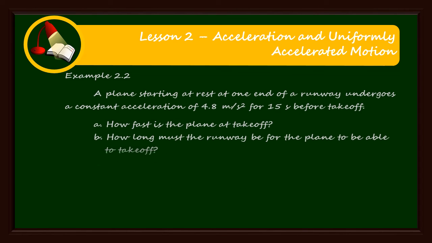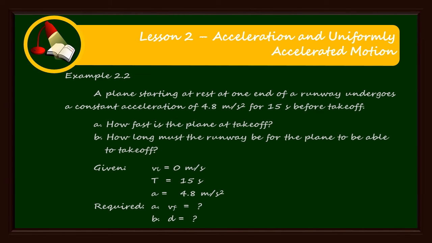Example 2. A plane starting at rest at one end of a runway undergoes a constant acceleration of 4.8 meters per second squared for 15 seconds before takeoff. A. How fast is the plane at takeoff? B. How long must the runway be for the plane to be able to take off?